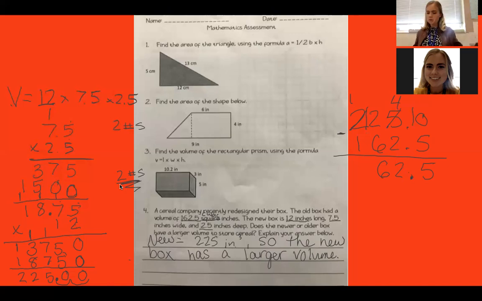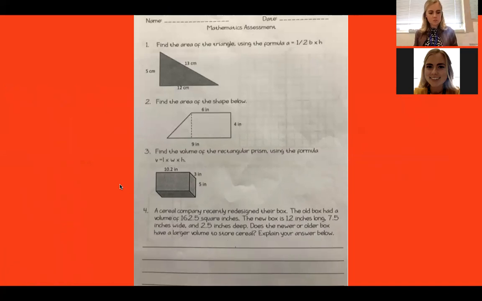Let's double check. Let me check with my calculator real quick. So the new one is 225, and I'm subtracting 162.5. So good, we did it right. So it's 62.5 inches cubed larger. Okay, lots of work. Now let's turn to the back side of that geometry paper.